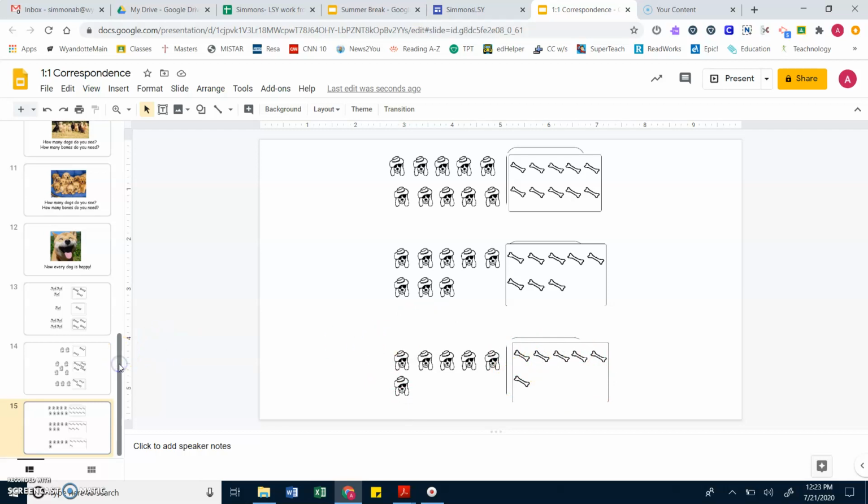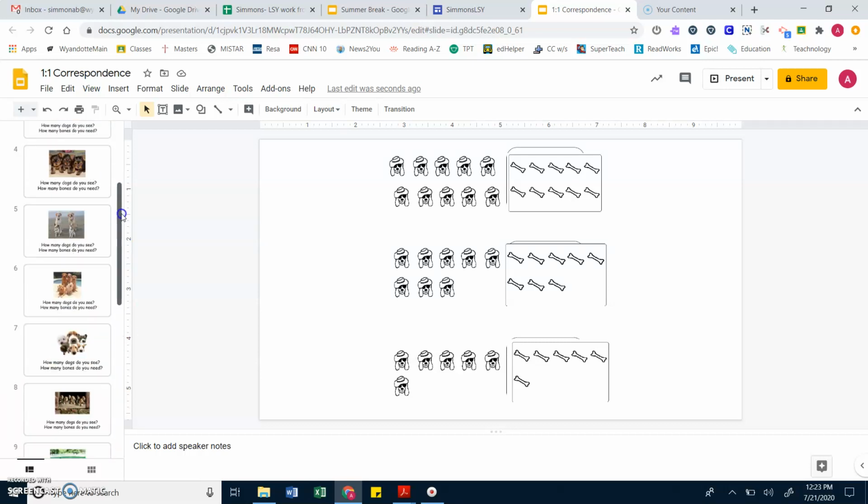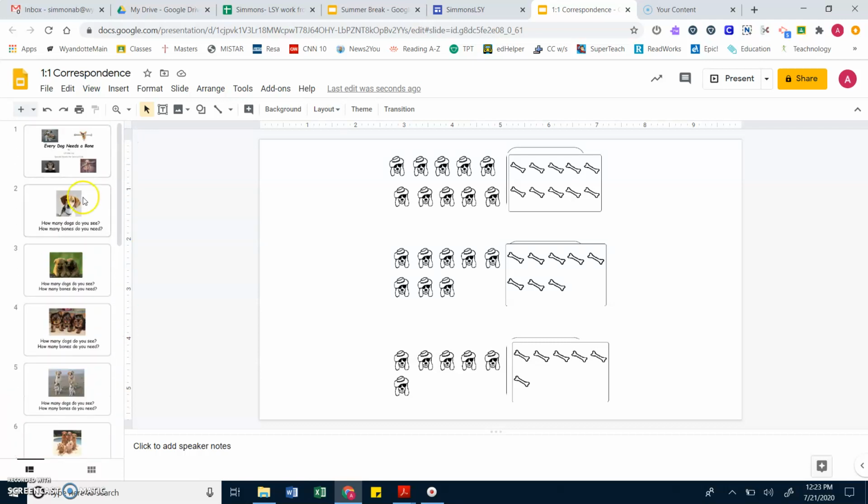All right, so that should have been our last worksheet for today. Great job working on our counting skills and our one-to-one correspondence. If you want to go back and re-listen to the story again and do the worksheets, that'll be totally fine.